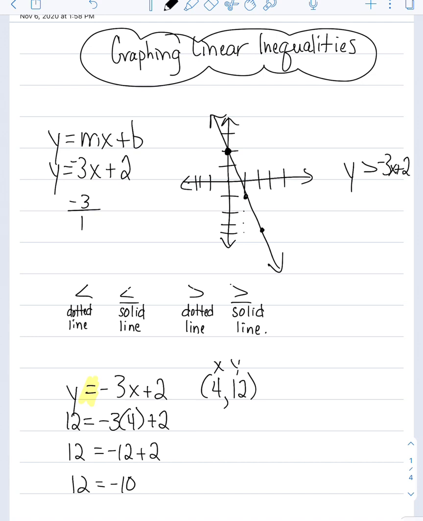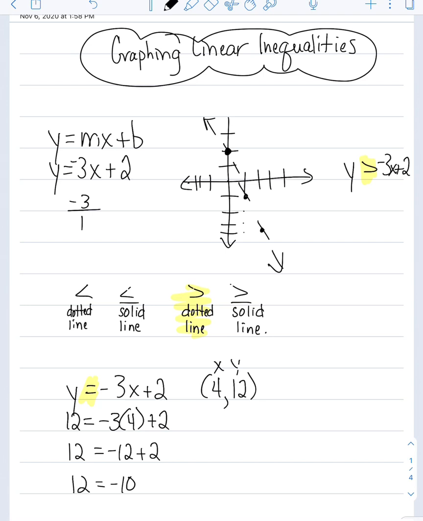For these, first I decide solid or dotted line. Looking at this, there's no line under it, so that's going to be a dotted line. So what I would do is I would still graph the line, just using a dotted line. And then we have to use test points to decide which side of the line we graph.